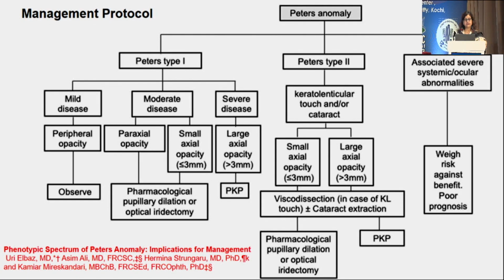This is the chart in one of the papers on how to manage Peters type 1 and 2 when they present with corneal opacity. In mild disease, you can just observe. In moderate disease, you can do optical iridectomy. In severe disease, you have to do PKP, and if the lens is attached, you have to do lens extraction, plus or minus vitrectomy, and finally PKP. So you have to weigh the risk versus the benefit, and you have to talk to the parents about the prognosis and the need for multiple surgeries for these children. Some of them have poor prognosis.